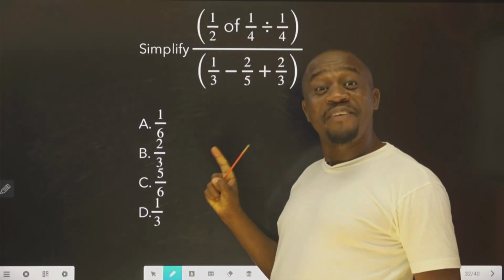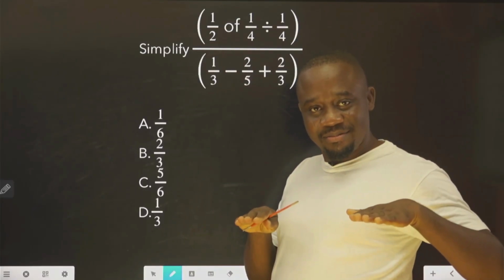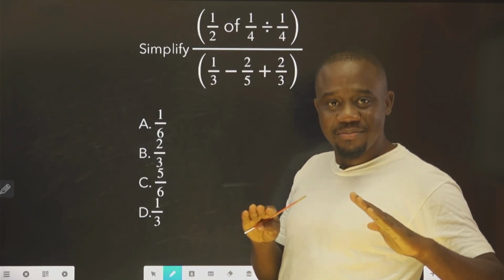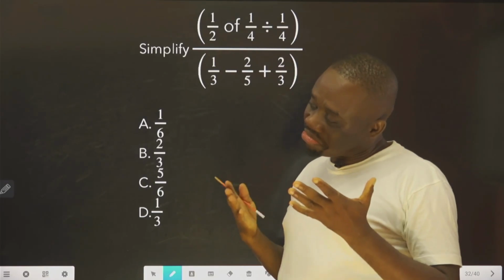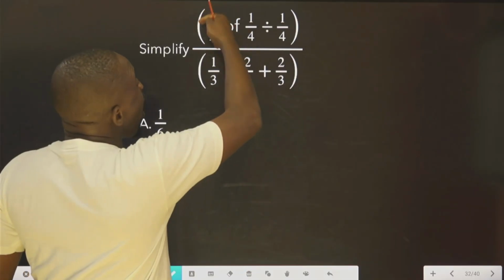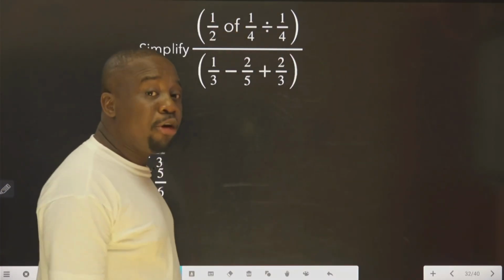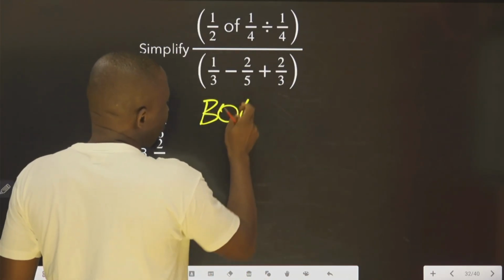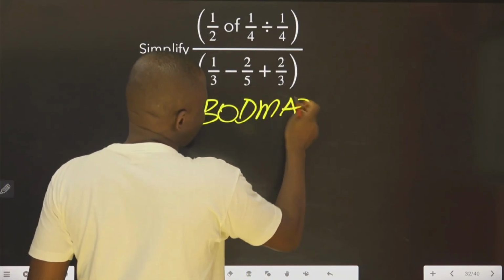We are asked to simplify this. Calm down. I will explain. Don't run away. Simple as ABCD. But if you can't do this, I don't know. What we should always do is to follow what? BODMAS. I've taught BODMAS several times.